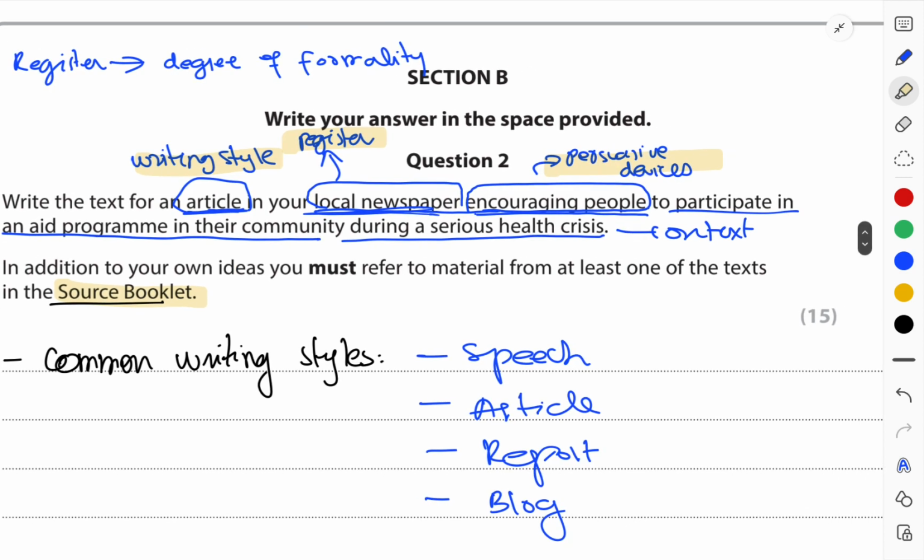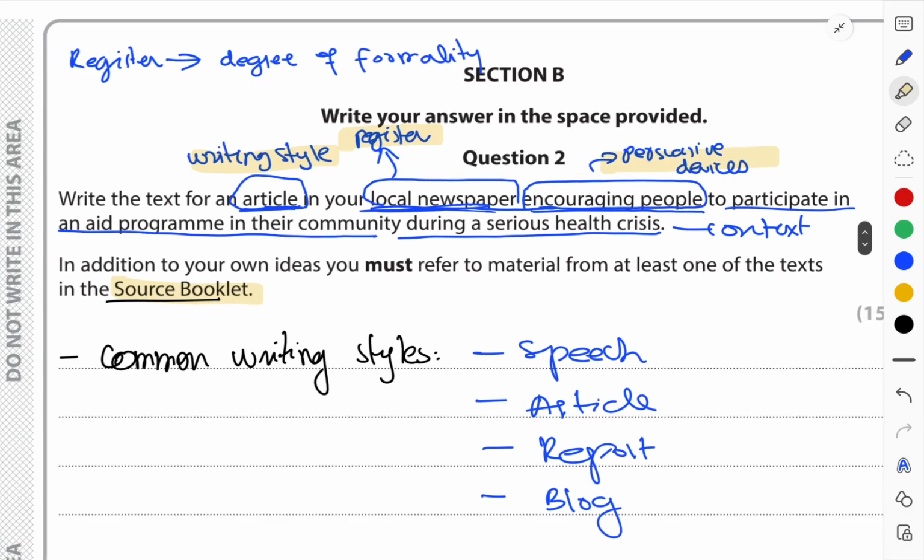Now, who is your audience? When you're writing for your local newspaper, the audience is wide because it's a newspaper, so people of any age are going to read it. It's more likely people of older age and not younger age, because young people don't really read newspapers. So you need to maintain a balance.